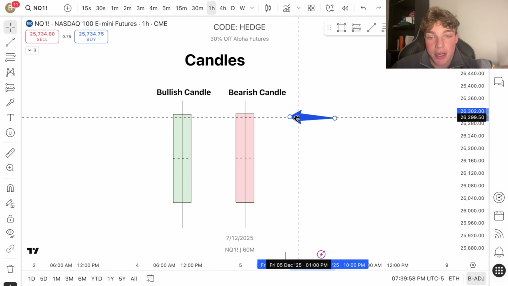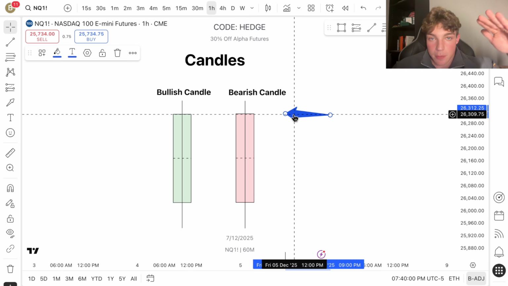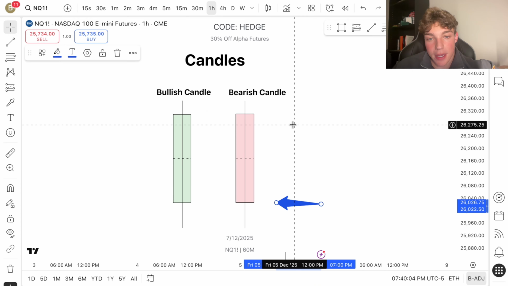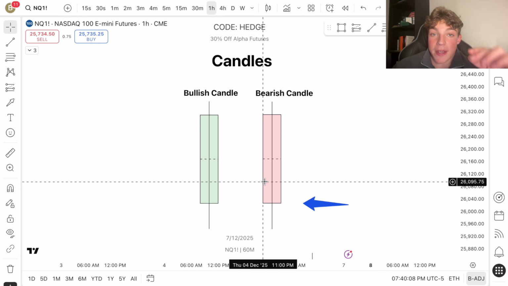Same thing in the other direction. If your candle is bearish, that means it moved down through that period of time. So your candle opened and then moved down. You have your candle open and your candle close. That's what makes up the body of a candle.